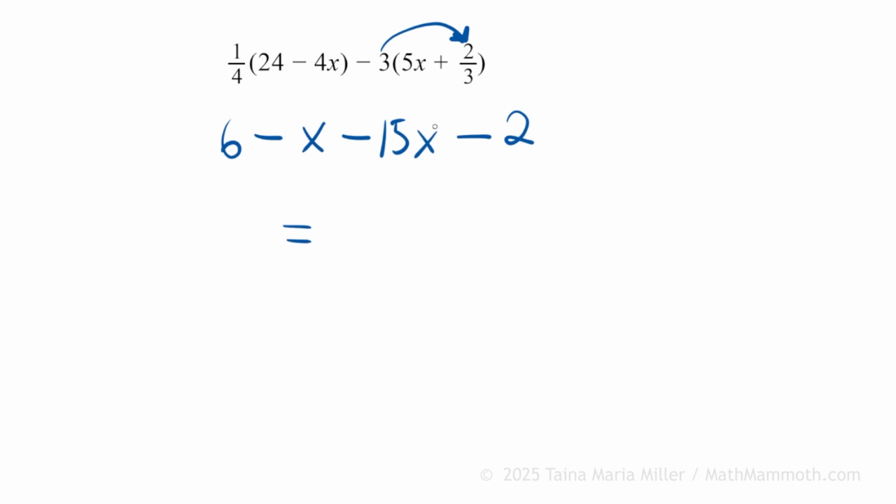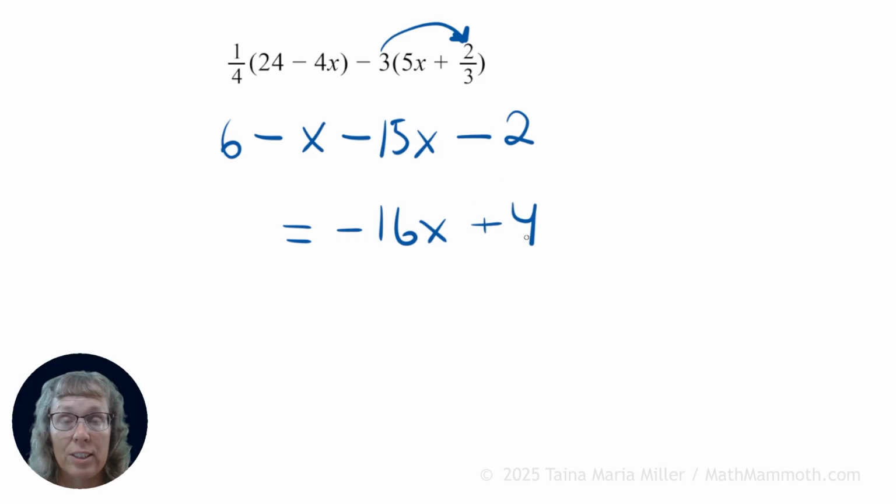Okay, combining like terms here, we get negative 16x, then 6 minus 2 is 4. Notice that we write the x term first. That's the convention in algebra when writing expressions. We write the terms with variables first, and then lastly, the constant term.